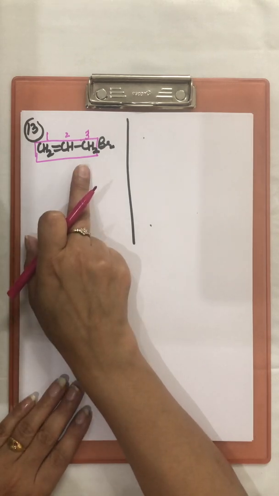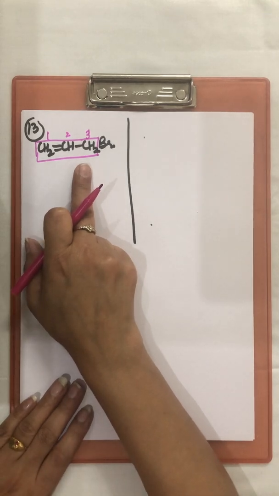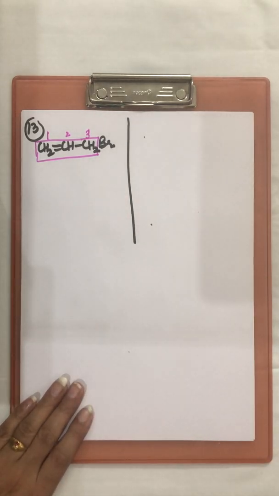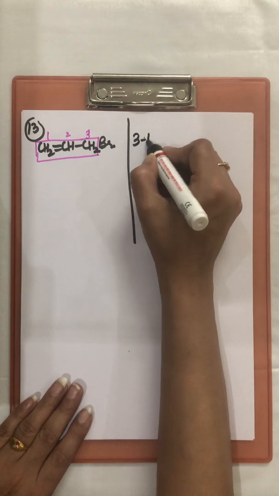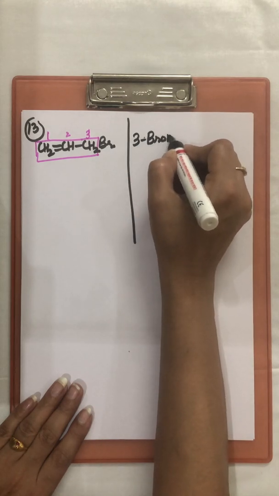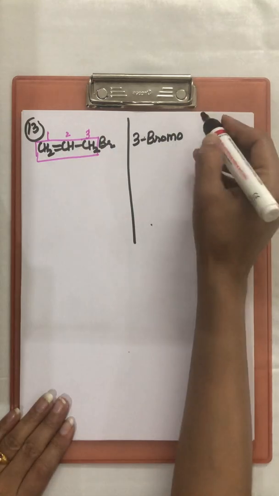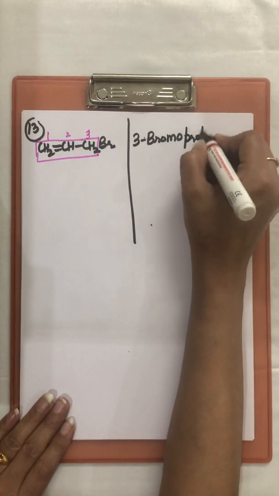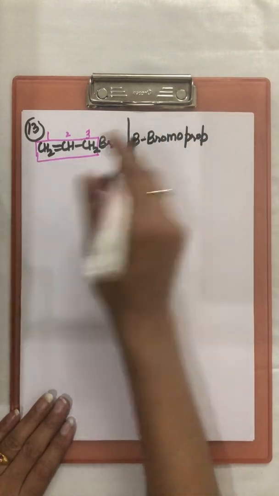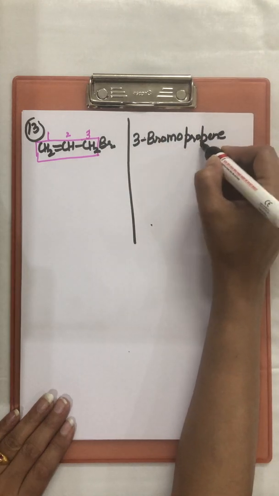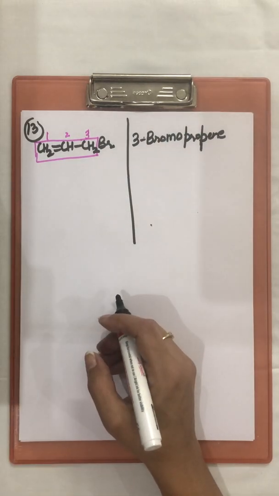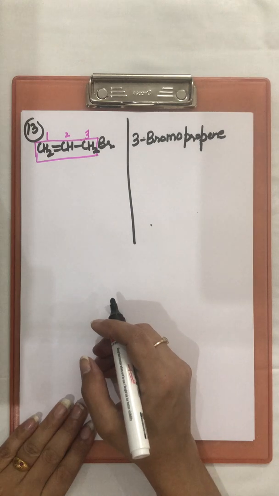So the halogen is attached to the third carbon atom here. So its IUPAC name is 3-bromo. Then 3 carbon atoms are here in a chain, so we write prop for this. And since there is a double bond, we write ene here. 3-bromopropene.